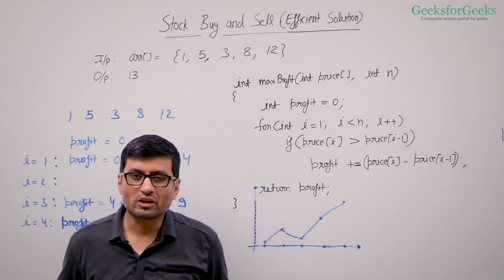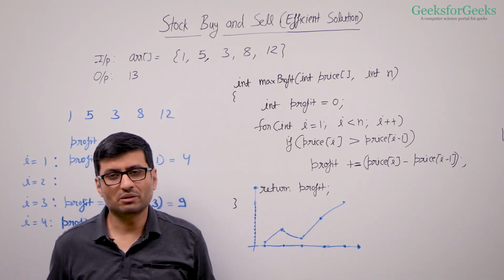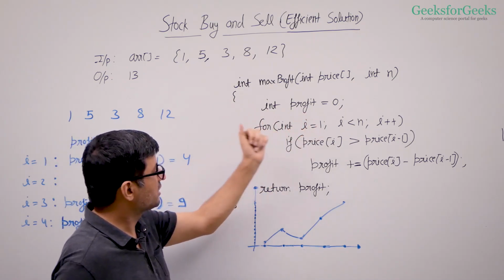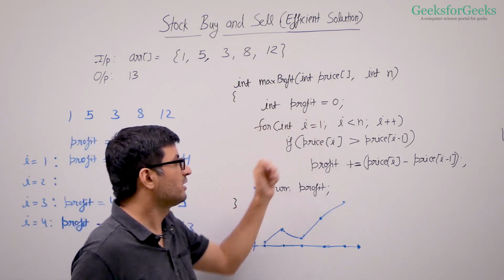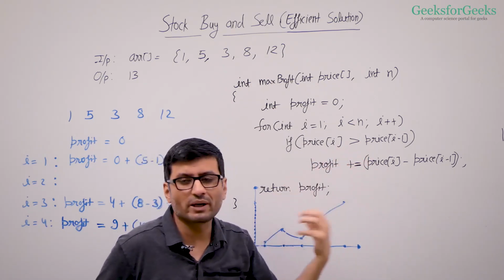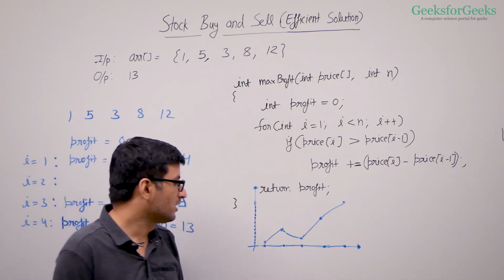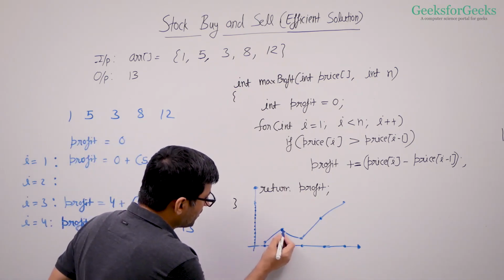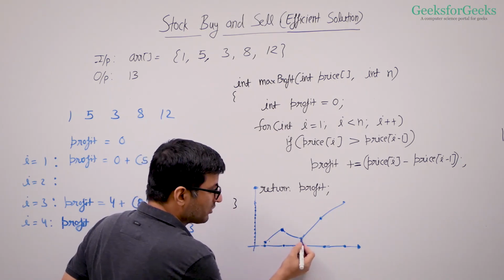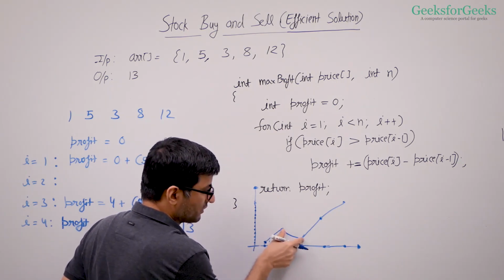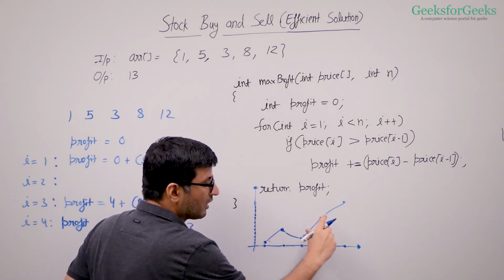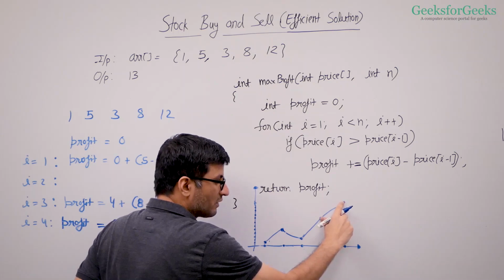So this particular idea has a very simple implementation. What you do is you traverse through the array starting from the second element, and you will see that if it is going up, you will keep adding the profit, right? Suppose you start from here and you notice that price of i is greater than price of i minus 1. You add the difference of these two. Now it is going down, you do not add the difference of these two. Now it is going up, at this point you add the difference between these two. Now you are here, you add the difference between these two.